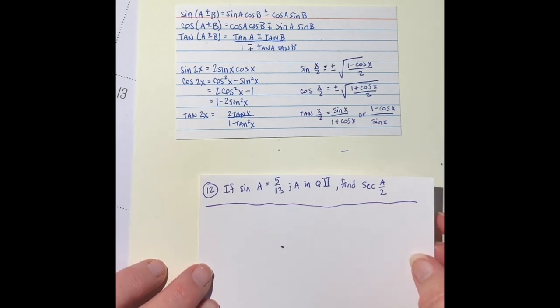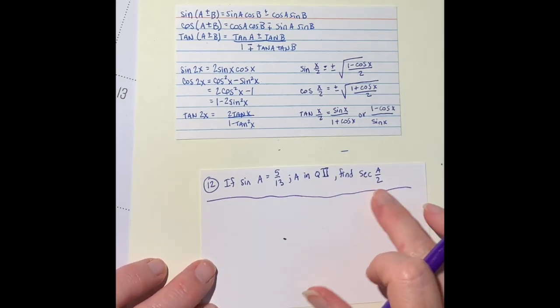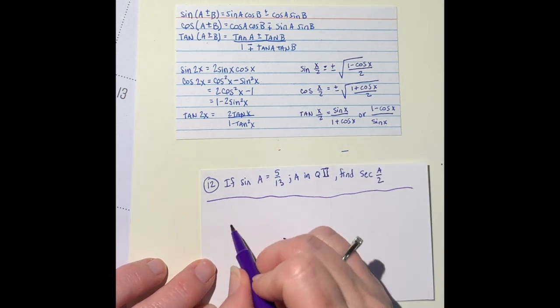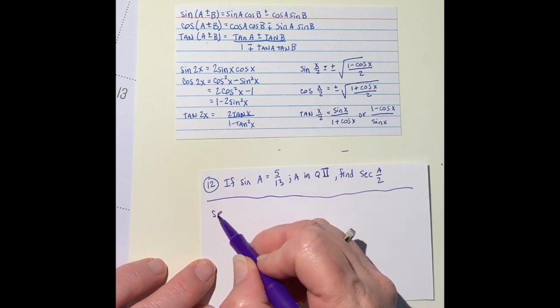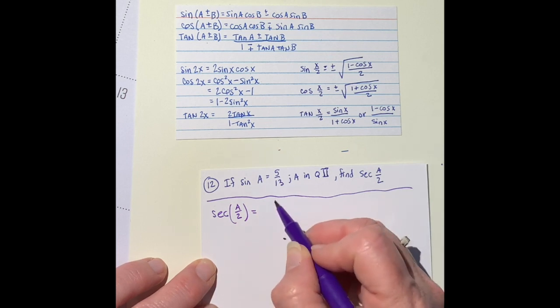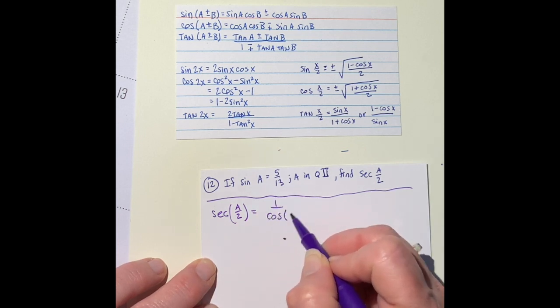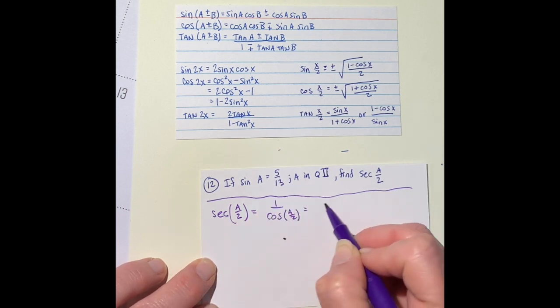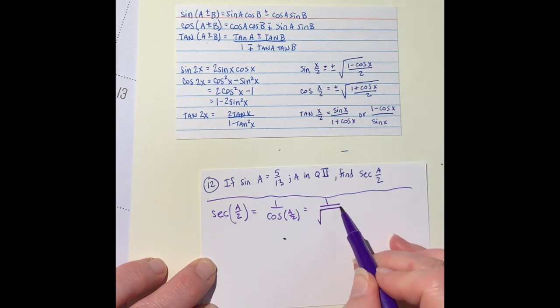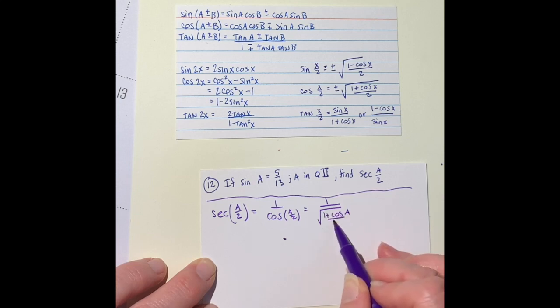All right, my number 12 asked me for secant again, like number 11 did, so I'm not sure if they're all like that or if this is just the random generator that spit the same one out twice, but we'll go ahead and go through it again. Secant of A over 2. Again, it's the same thing as 1 over cosine of A over 2, and the cosine is the square root of 1 plus cosine of A over 2.